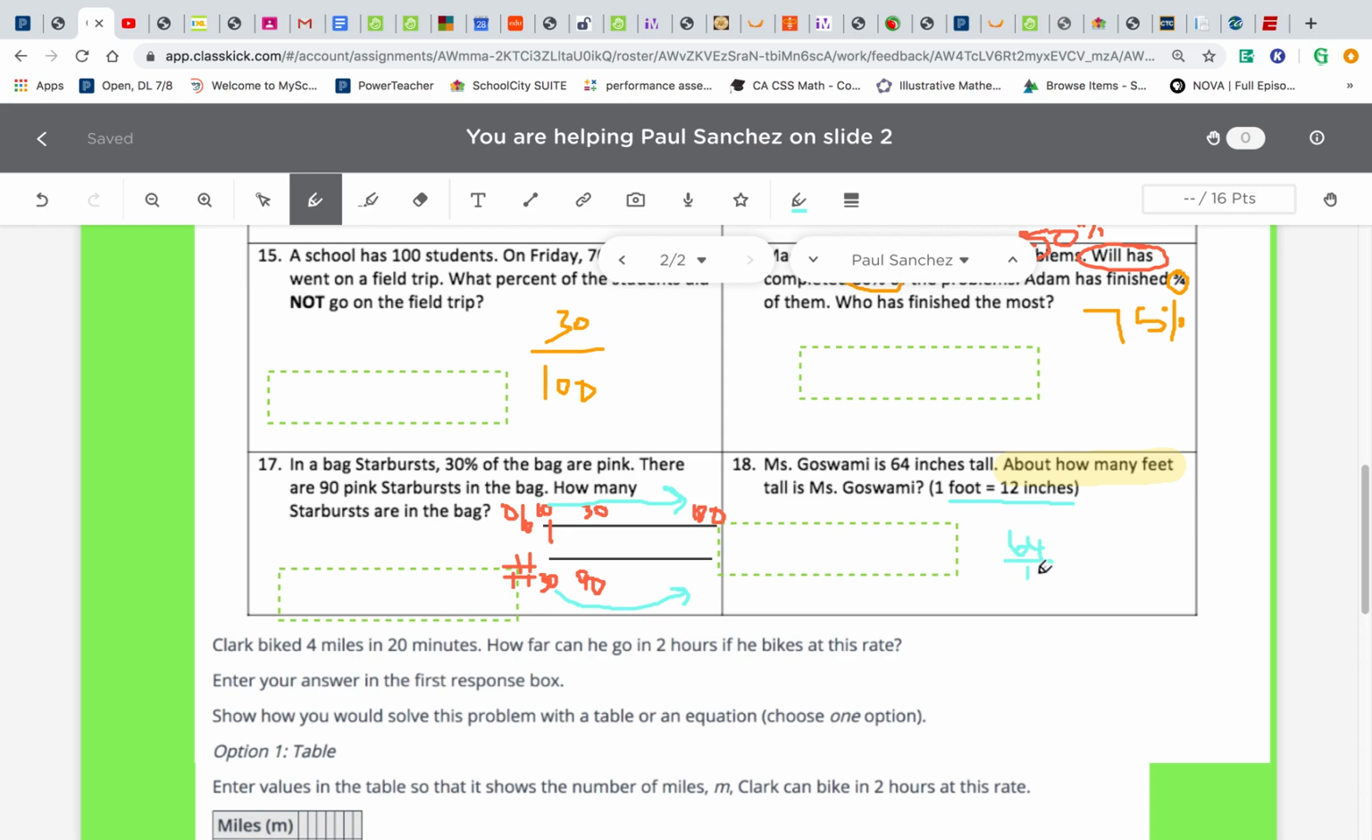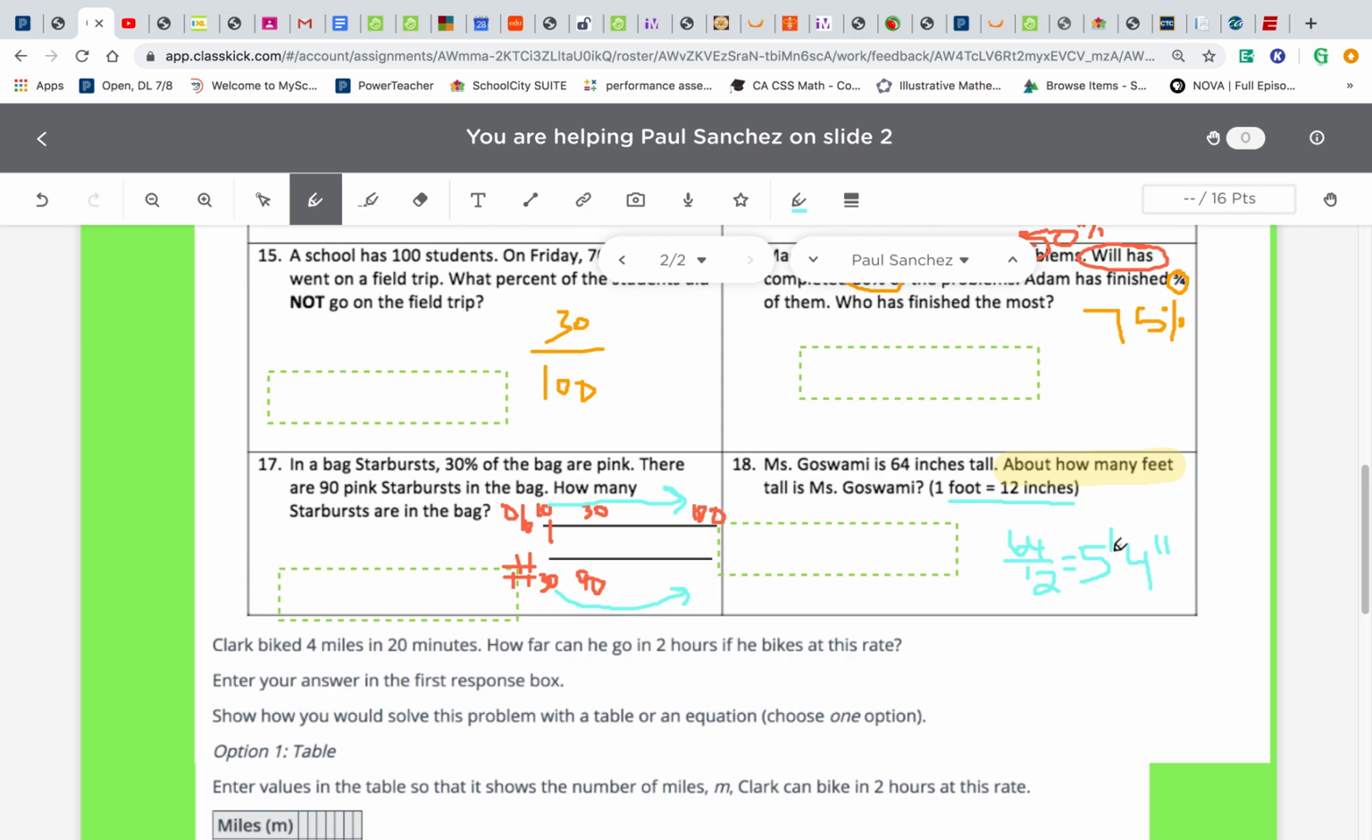So 64 divided by 12, and if you work this out, it's going to give you 5 feet, but you have a remainder of 4. So that means 5 feet, 4 inches. These two little hash marks mean inches. The 1 means feet. So 5 feet, 4 inches. Well, about how many feet tall? Well, that's closer to 5 feet. So she's about 5 feet tall.